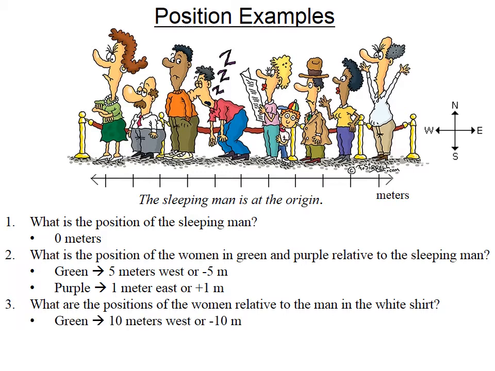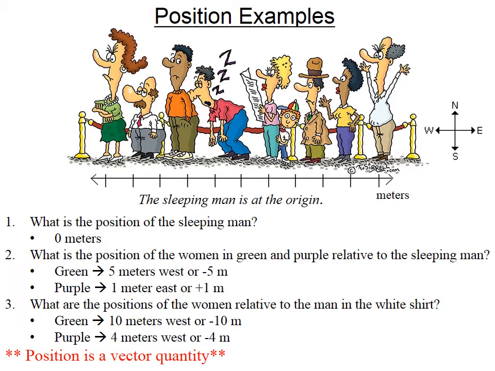So green, she is now 10 meters west, or negative 10 meters from the man in white. And the woman in purple, she's no longer to the right of the origin, but because we moved our origin to the man in white, she's now 4 meters west, or negative 4 meters. So as you can see, position is a vector quantity. We care not only about the magnitude or the size, but we also care about the direction. And it's super important to establish our origin right off the bat when starting these types of problems.